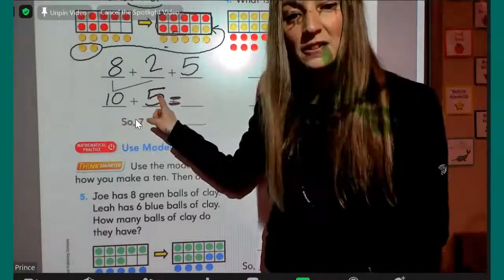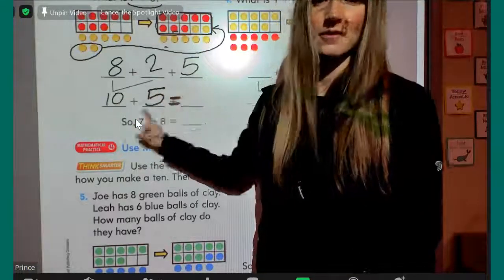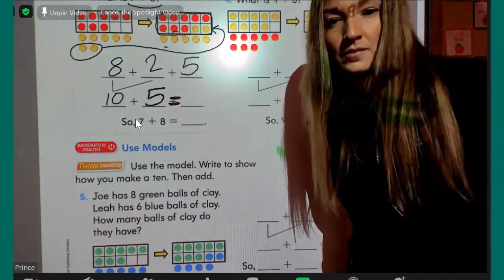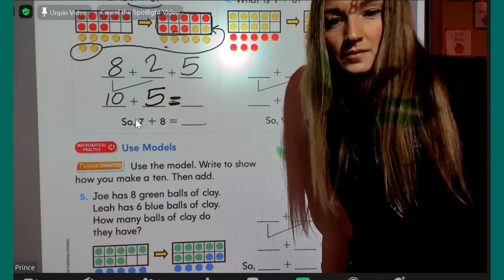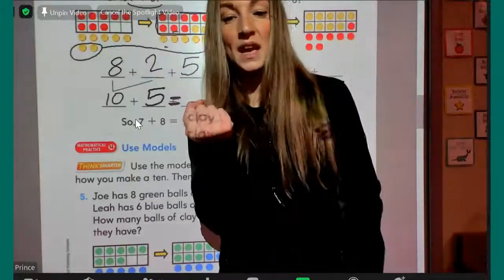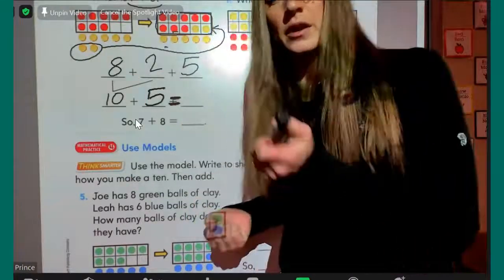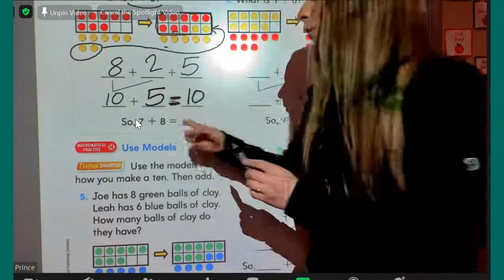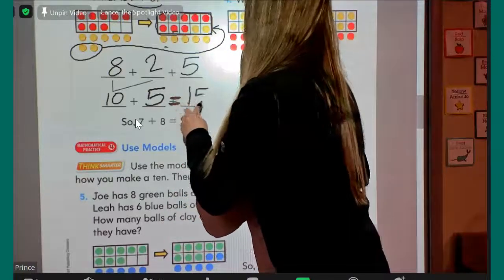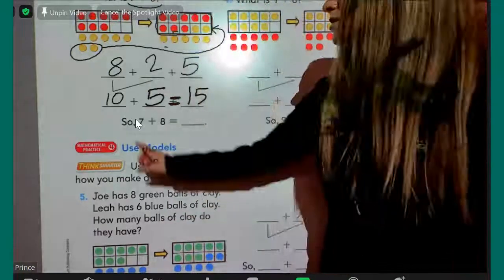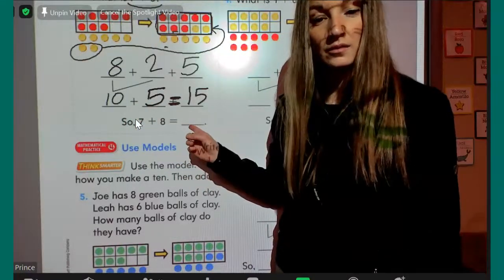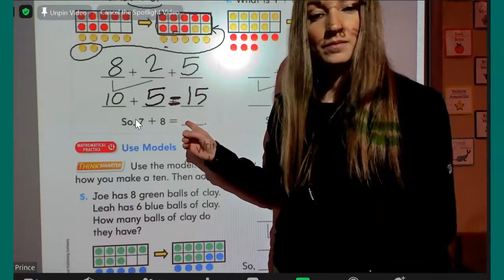10 plus 5. Keela, your turn. 10 plus 5. 10, right here. 11, 12, 13, 14, 15. Good job. I heard you scoop up the 10 and then you counted on 5 more. That's exactly what you're supposed to do. So, we know 10 plus 5 is 15. And we know we're going to get the same answer. So if 10 plus 5 is 15, what is 7 plus 8 also? Go ahead, Keela.